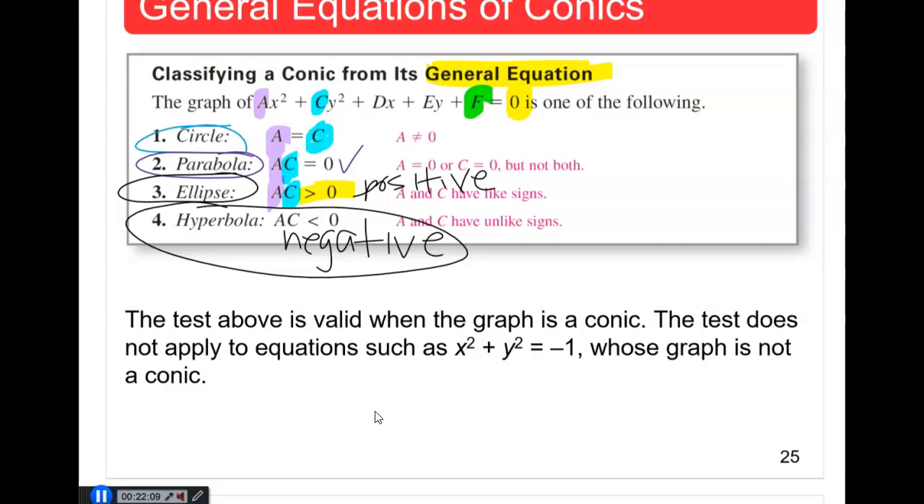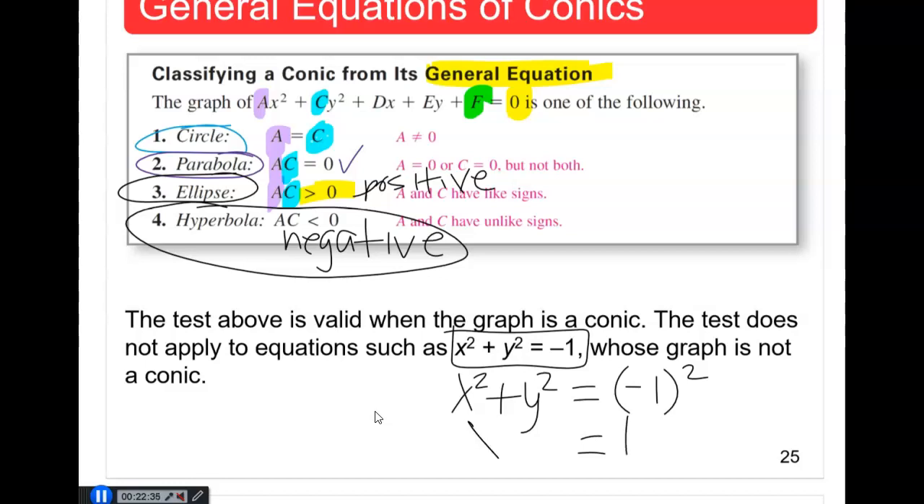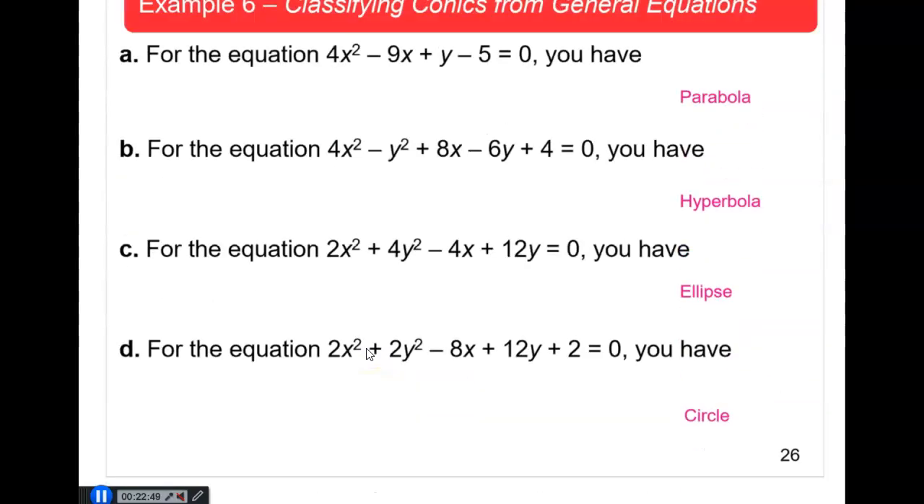The test above is valid when the graph is a conic. The test does not apply to equations such as this one, because that wouldn't be a circle. The equation of a circle would need a square here, since you can't even have a negative radius, but if this was a positive one, then yes, we would have a circle. In fact, the unit circle, the one we started this course with, has a radius of 1. So this one with the negative is just nonsense. Let's move on to the next slide, the last one.